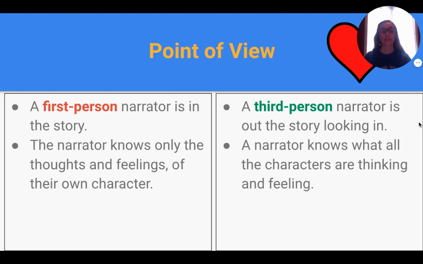Now, once you understand who is narrating the story, you can determine the point of view, or how that narrator feels. Like I said before, a first-person narrator is in the story. That means that we get to know the thoughts and feelings of that character. For a third-person narrator, they are outside the story looking in. So we actually get to know what all the characters are thinking and feeling. Major difference: narration is the person telling the story. The point of view is how that narrator feels.